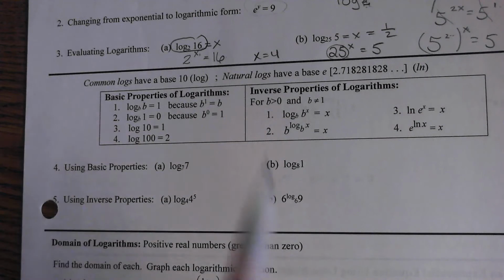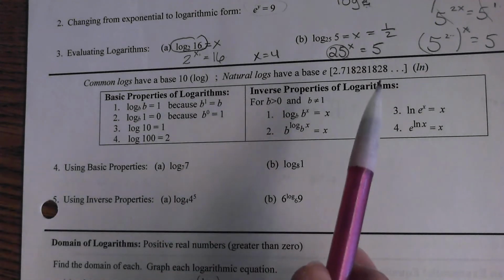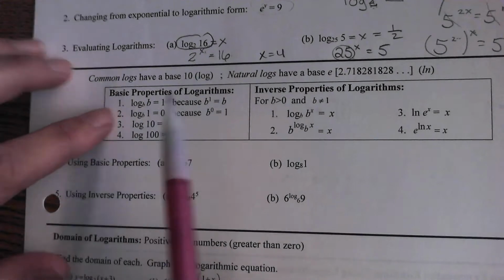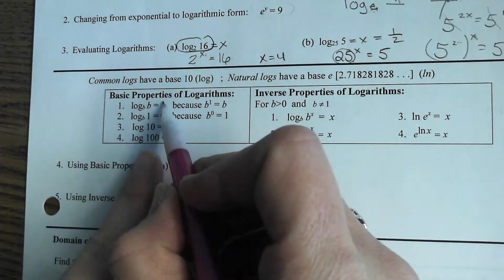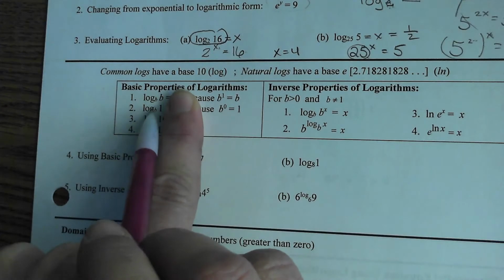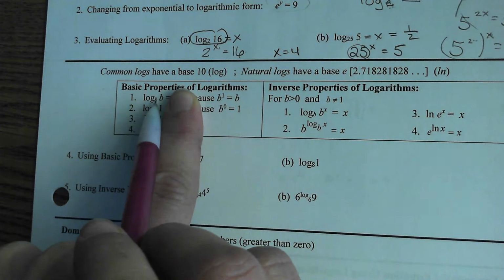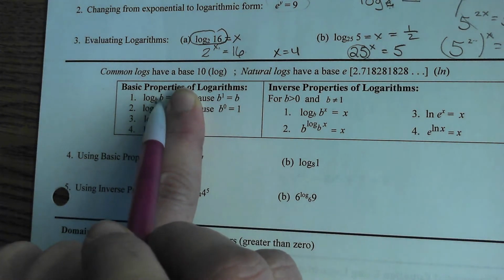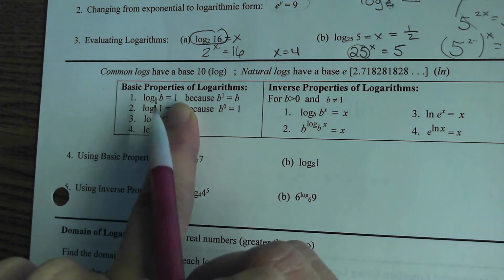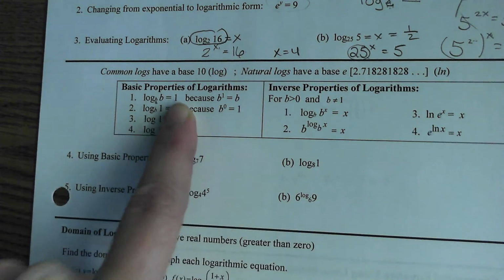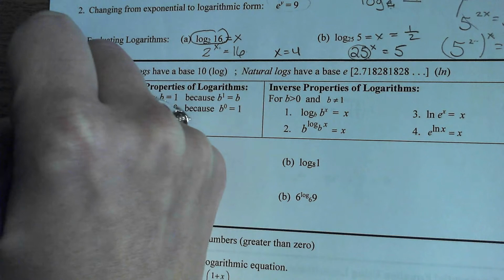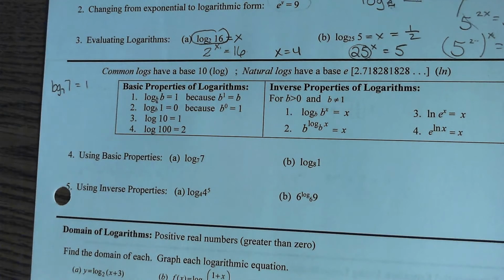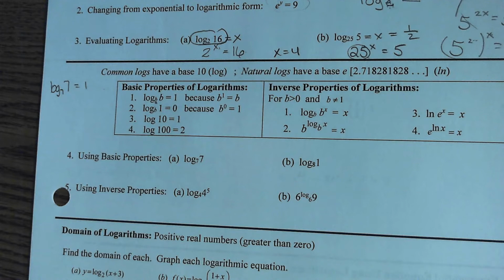So, common logs base of 10, natural logs base of e. So here's your basic properties. And normally, I wish these were kind of left blank so we could fill them in together. But log base b of b. Really, you're asking yourself, the base of b to what power gives you b? And so that's why that is 1, because b to the first power is b. So anytime you see something like log base 7 of 7, that's just 1. Log base 12 of 12, that's just 1. Okie doke.